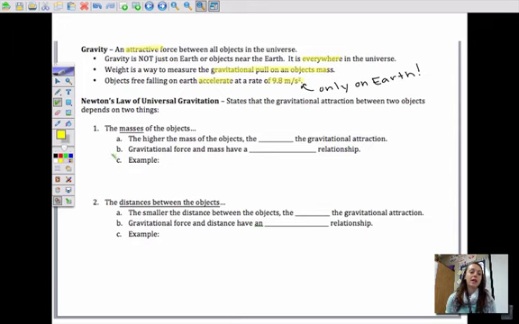So Newton had a law of universal gravitation, and this doesn't fit into his laws of motion. And Newton's law of universal gravitation states that the gravitational attraction or the gravitational pull between two objects depends on two things. One is the masses of the objects. The higher the mass of the objects, the stronger the gravitational attraction. So the bigger the objects, the more attracted they'll be to each other. So gravitational force and mass have a direct relationship. If one goes up, so does the other. Or if one goes down, the other one goes down too.